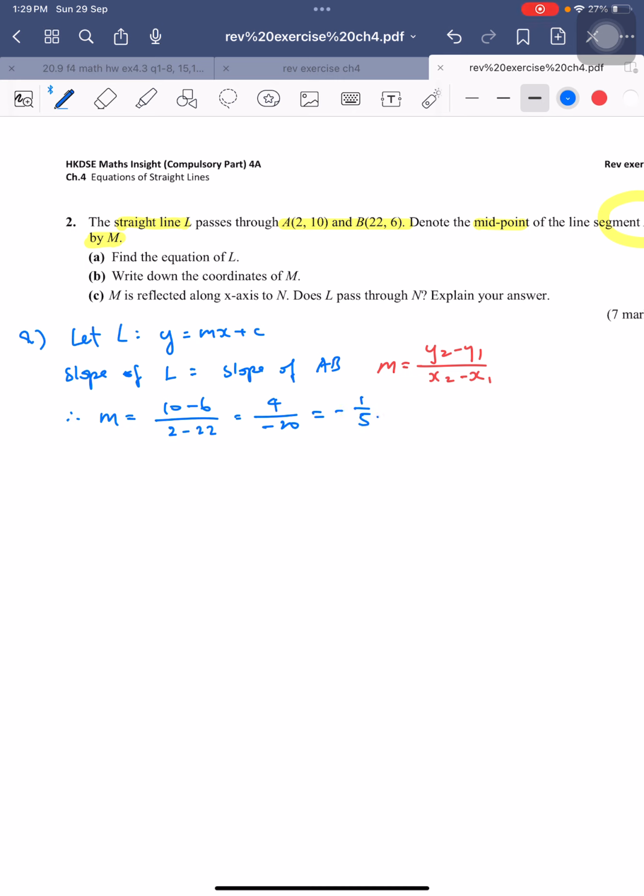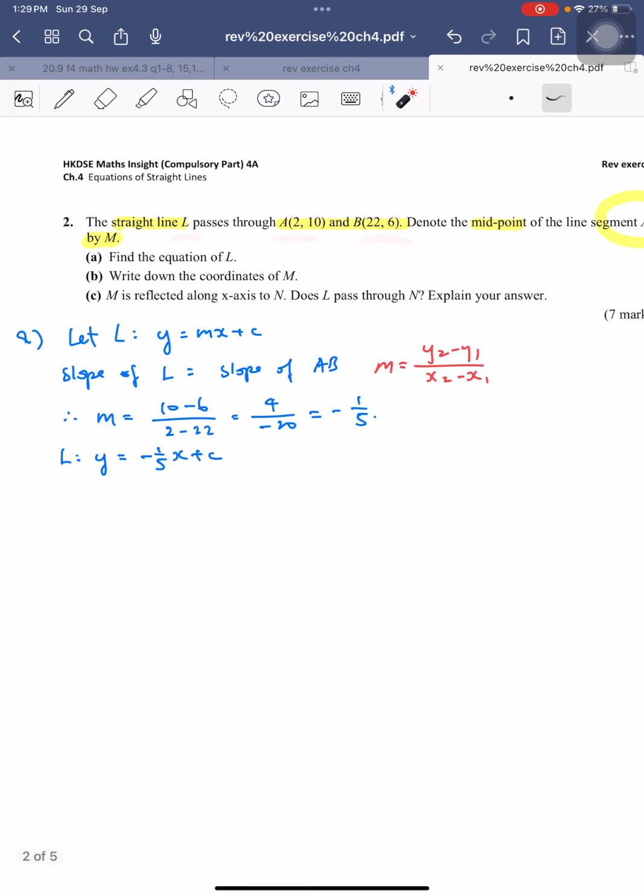So now L has an equation of y equals negative 1 over 5 x plus c, but we don't know the y-intercept yet. Because L passes through these 2 points, we can either substitute A into L or B into L as well. We can substitute the point A (2, 10). You can substitute B as well, it's the same.